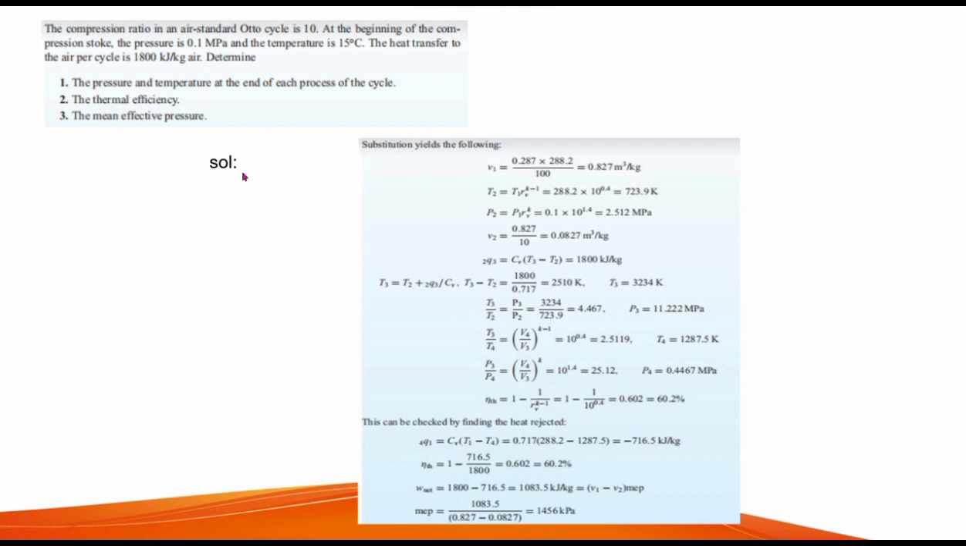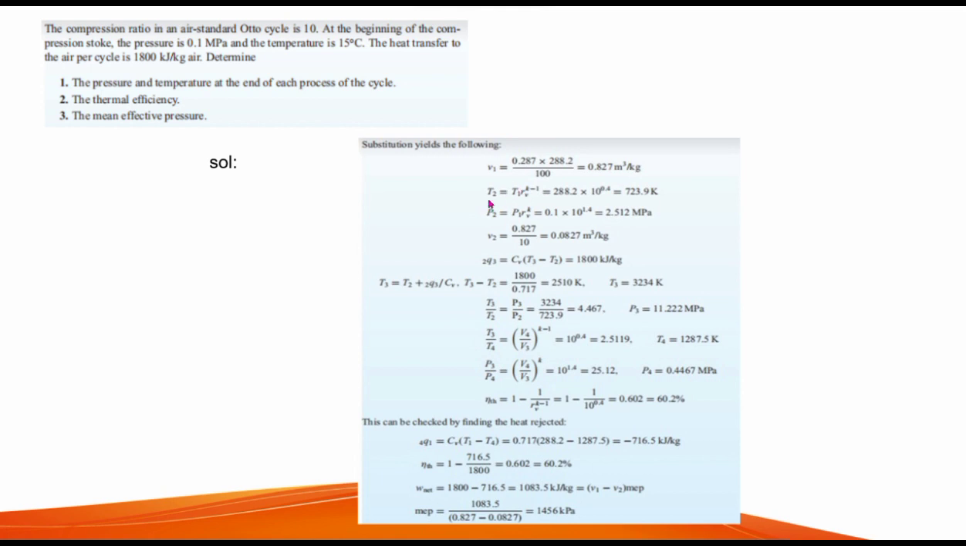To solve this problem, we have to solve first for V1. So we have values here. V1 is equal to 0.287 times 288.2 over 100. So we have our V1 here, which is 0.827 cubic meter per kilogram.